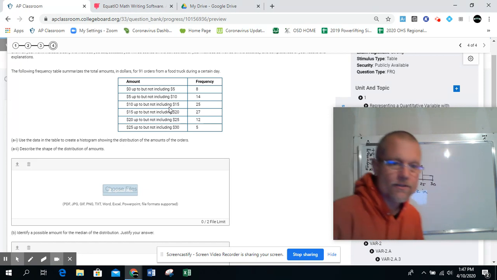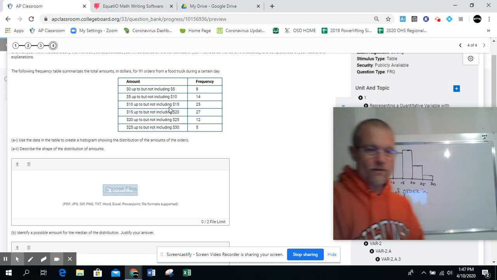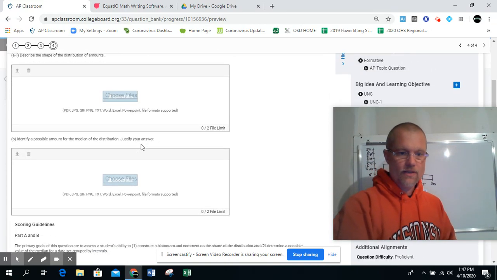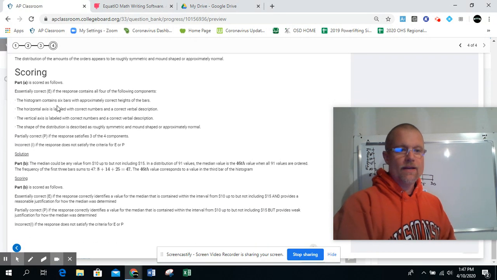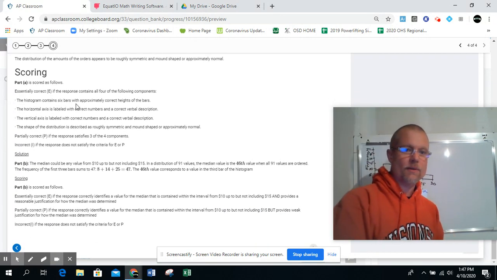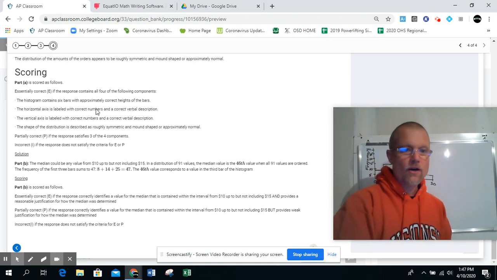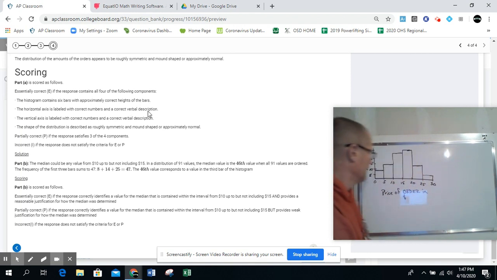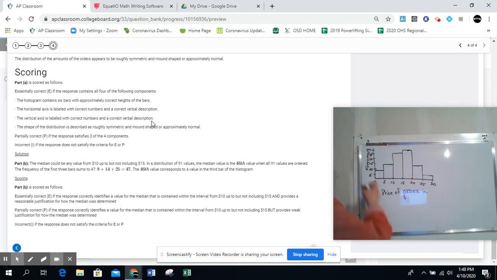Okay. And it says we create, okay, and showing the distribution. So as long as we have this, look at what they did for the scoring on this. Okay, look at all the pieces that they have to have. It says the histogram contains 6 bars with approximately correct heights for the bars. Most people get that right. Horizontal axis labeled with correct numbers and correct verbal description. Right there, correct numbers and correct verbal description. Vertical axis is labeled with correct numbers and correct verbal description. This is frequency, and here's your correct numbers right there.